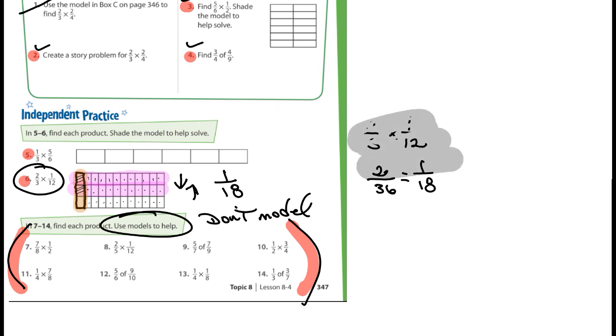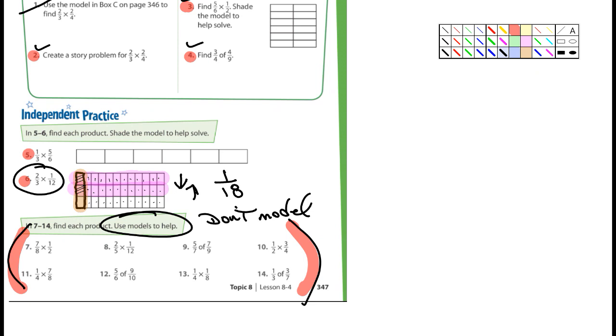So let me just make myself a little bit of room here and erase some things. Okay, so the first one I want to help you with is number 5 here. I've had 2 or 3 students ask me about that one. It says find each product, shade the model to solve.